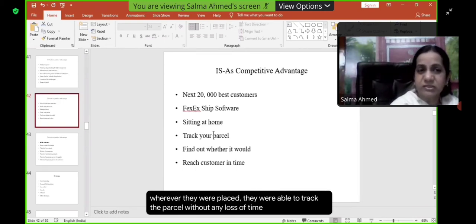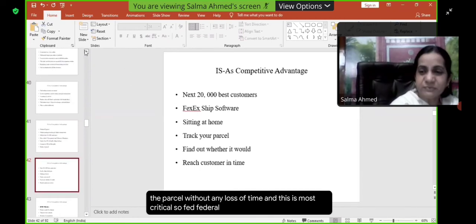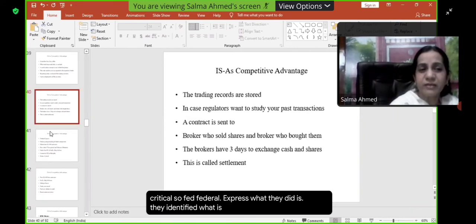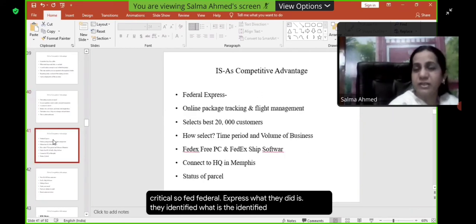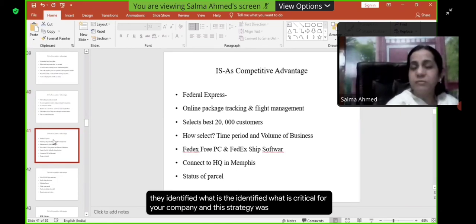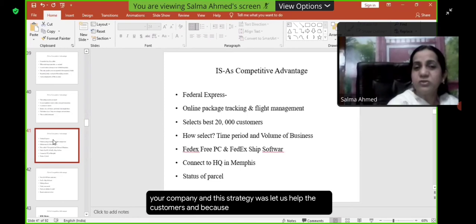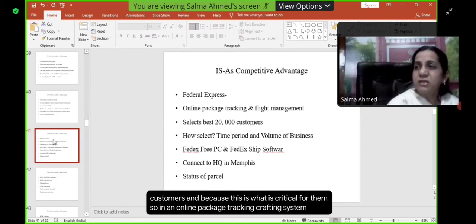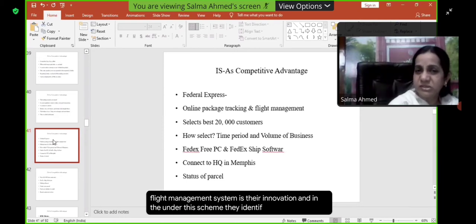And this is most critical. So, Federal Express identified what is critical for a courier company, and this strategy was, let us help the customers, because this is what is critical for them. So the online package tracking system and flight management system is their innovation. And under this scheme, they identified the 20,000 best customers.